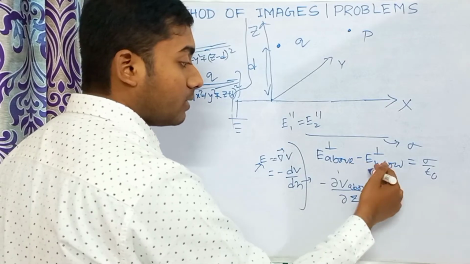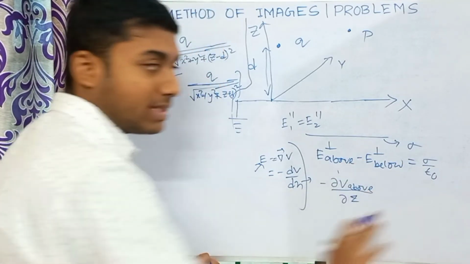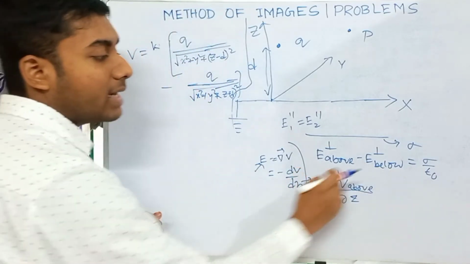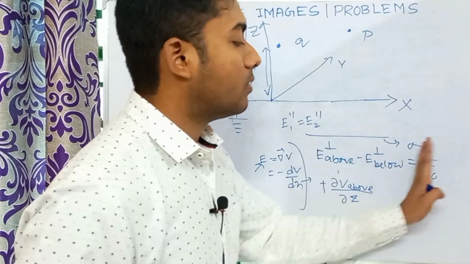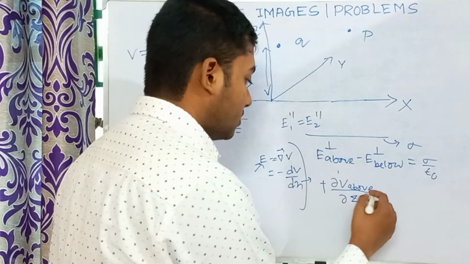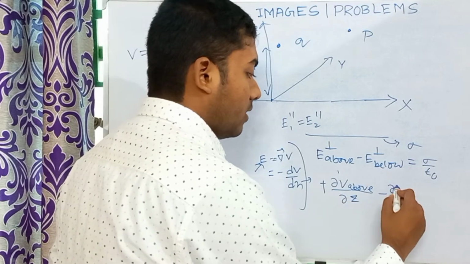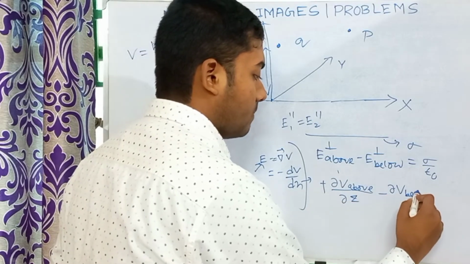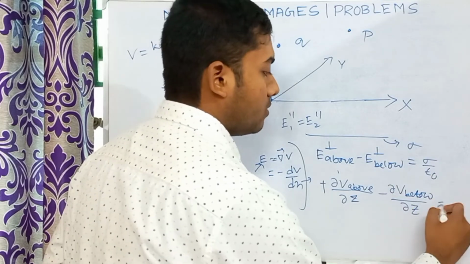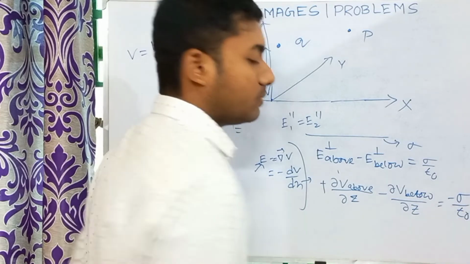There will be a similar expression for E below, and if we generalize that and take the negative sign common, the negative sign goes to the right hand side, and our expression will be del v del z above minus del v del z below is equal to minus sigma over epsilon naught.